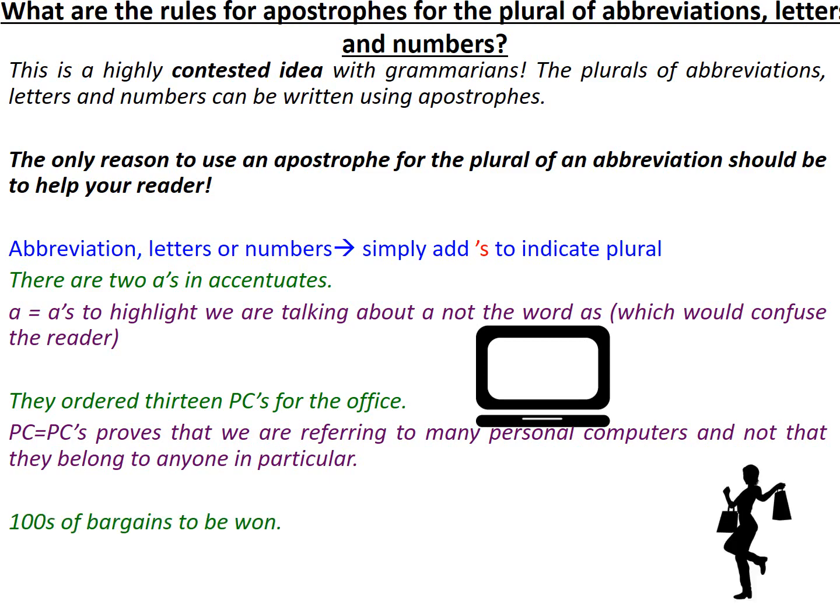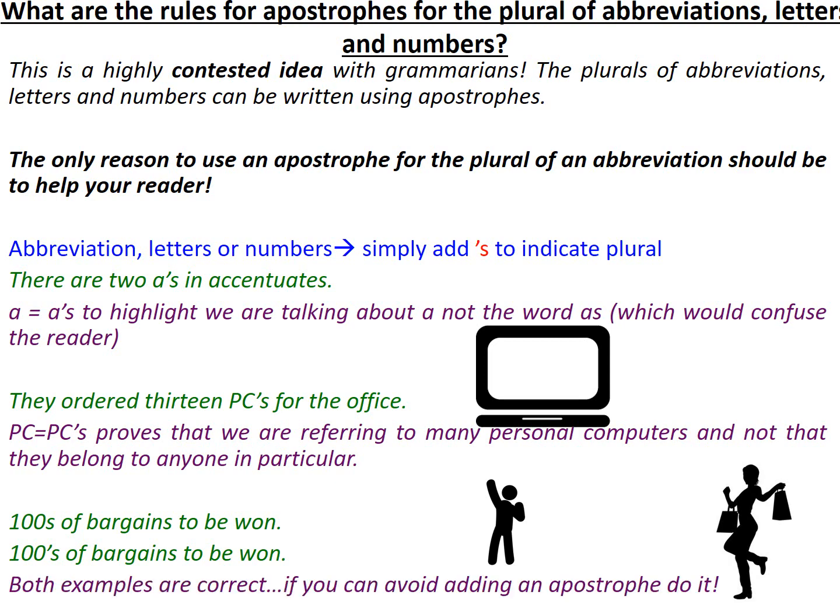Finally, hundreds of bargains to be won, but equally hundreds of bargains to be won with an apostrophe. Both of these examples are correct. And the reason for this is that it's not confusing for us if we remove the apostrophe. So in this instance, as with any, if you can avoid adding an apostrophe to the abbreviations or letters or numbers, please don't add it, because that is technically quite contested, highly argued, and could confuse clarity. It is only if it is totally unclear to your reader that you need to add an apostrophe. So you're making it clear that that letter or those numbers or that abbreviation is separate from the fact it's a plural.